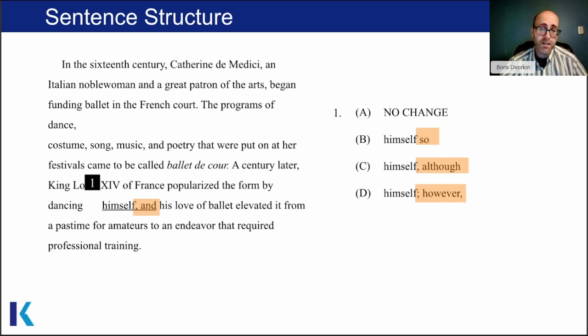Oh yeah, that's a complete sentence on both sides. A century later, King Louis popularized the form by dancing himself. That's a complete sentence. And then after it, we have his love of ballet elevated from blah to blah. That's a complete sentence. So we got to make sure that we don't pick a choice that is not a legal way of connecting two complete sentences. And if you didn't know this rule, don't worry. I'm about to teach you what it is. So let me know in the chat, folks, which choice or choices can we eliminate because they are not valid ways to connect two complete sentences.